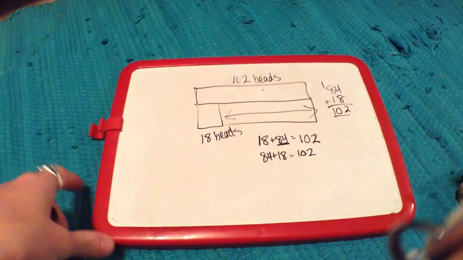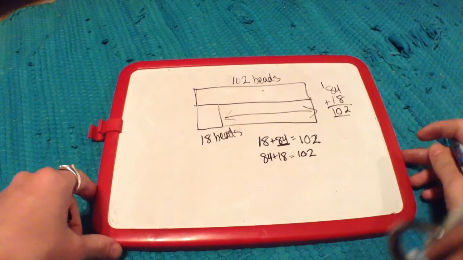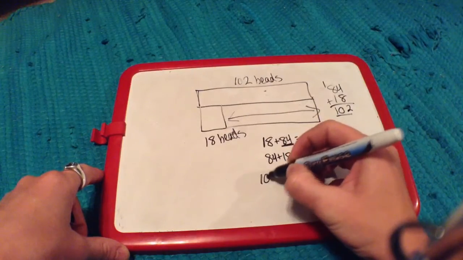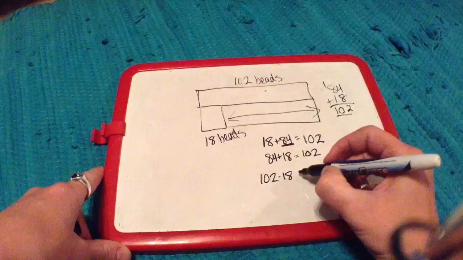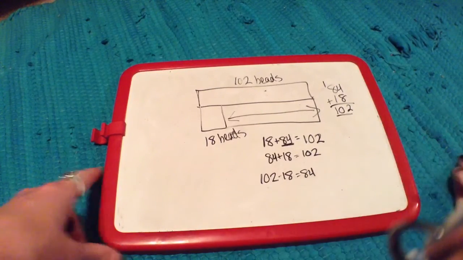So, when I showed the separation bubbles, we had said that she had 102 beads. Take away 18 beads, that would leave us with 84.